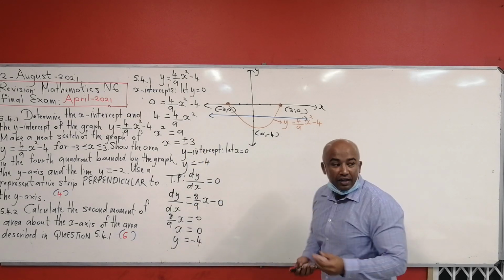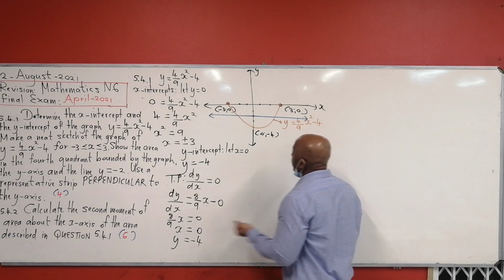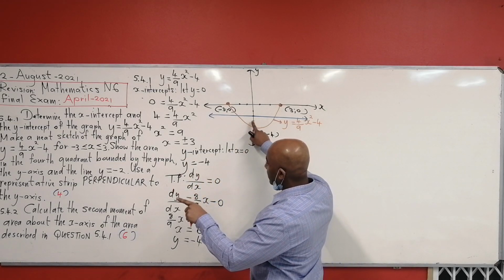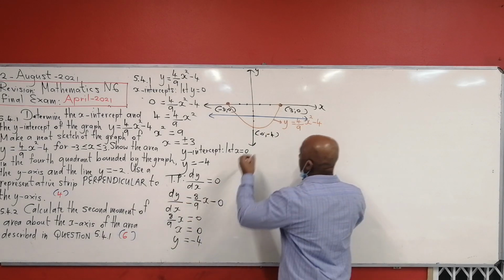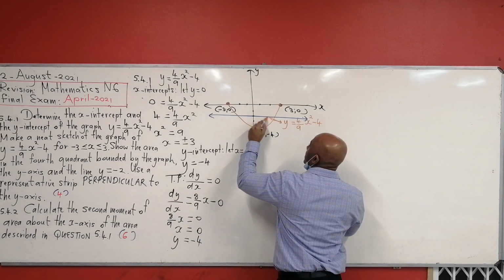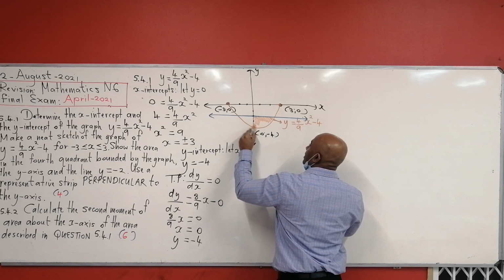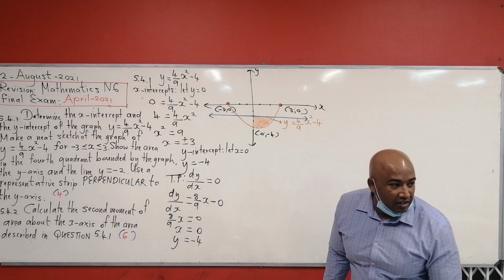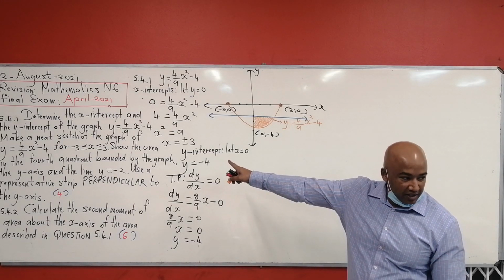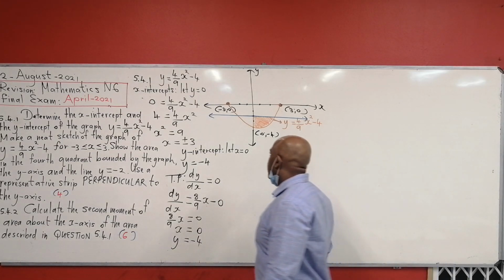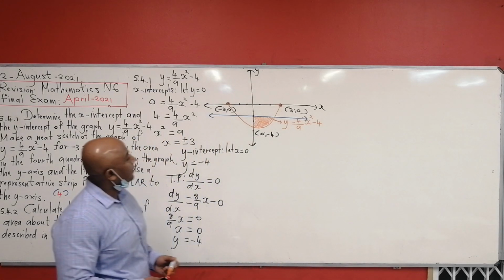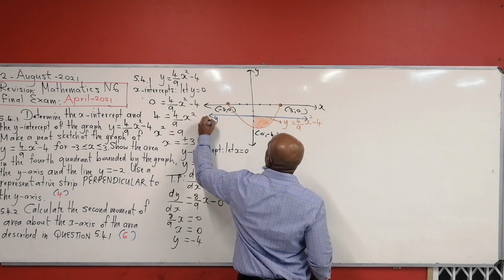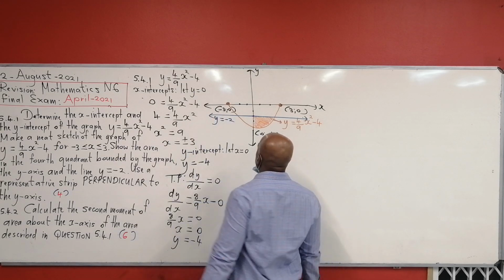Okay, the area in the fourth quadrant only bounded by the y-axis, the graph, and the line y is equal to minus 2. So this is the area in the fourth quadrant. You can see that. That is the area that we're talking about. That is the area that is described. Can you see that? Now, okay, let's label this line. This is the line y is equal to minus 2.